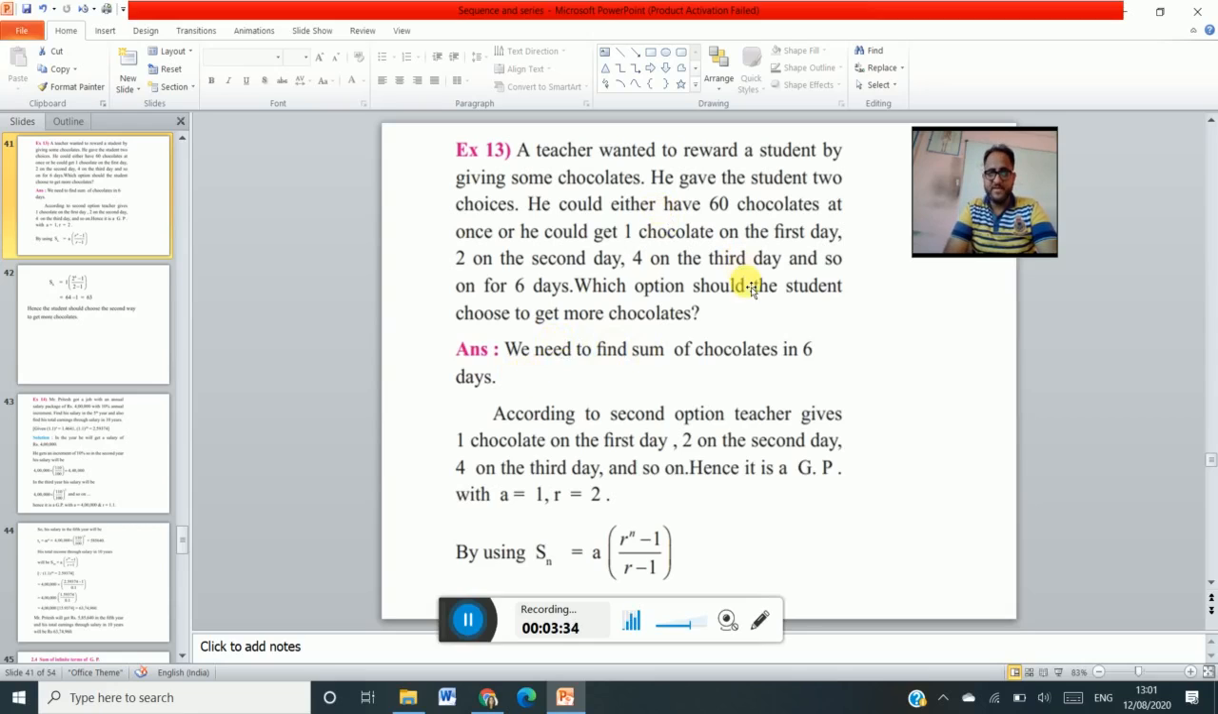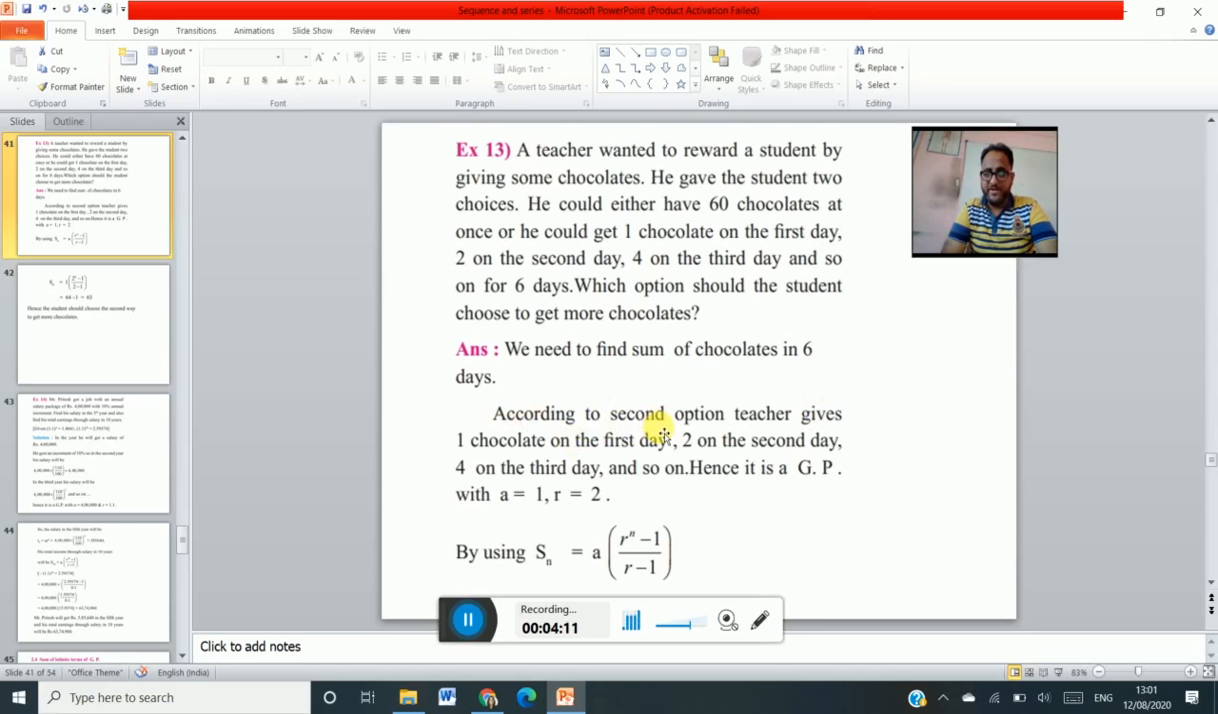आपको एग्जांपल समझ में आ ही गया होगा, वेरी सिंपल लैंग्वेज में है ये. We need to find the sum of the chocolates in 6 days. ओके, बिकॉज यहाँ पे क्या दिखा है, या तो 60 चॉकलेट्स उसको लेना है या फिर हर रोज उसको चॉकलेट्स का ऐड करते करते, जैसे पहले दिन 1, दूसरे दिन 2, तीसरे डबल डबल हो रहा है हर दिन, तो 6 दिन का. So we need to find the sum of the chocolates in 6 days. Then we obtain which one is the greater number, either 60 or the 6 days total.